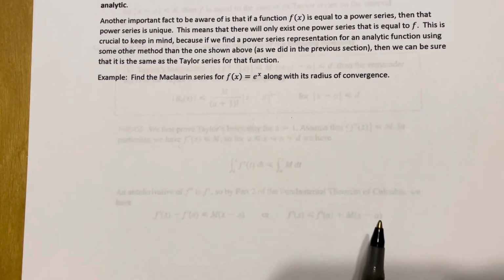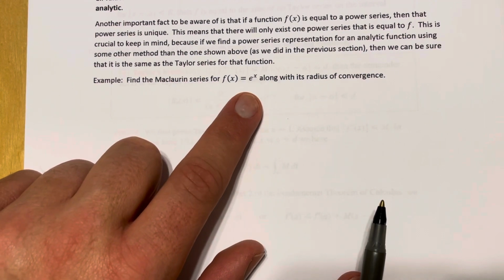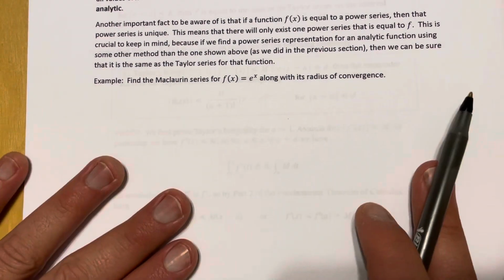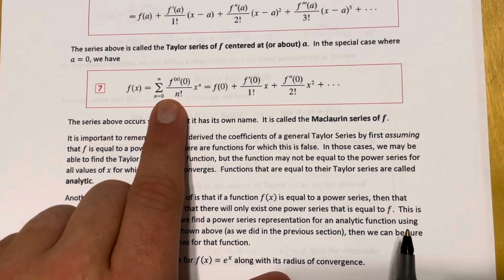So we're at our first example now. I want to find the Maclaurin series for f of x equals e to the x, as well as its radius of convergence. This one says Maclaurin series, which specifically means this one.